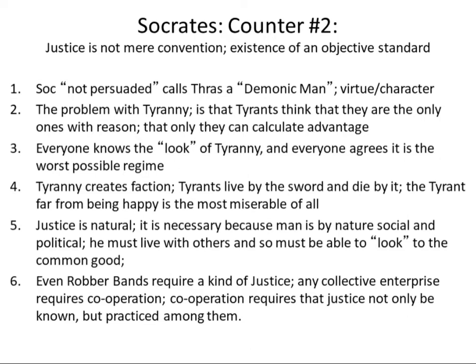arguing that justice is not a mere convention, but there exists an objective standard to which justice appeals. Socrates is not persuaded by Thrasymachus' tyranny and calls him a demonic man. He says that the problem with tyranny is that tyrants think they are the only ones with reason, that only they can calculate advantage. But everyone in the room knows the look of tyranny, and everyone agrees it is the worst possible regime. Nobody in the room believes that tyrants are the happiest people or that tyranny is the absolute best possible political system, and Thrasymachus doesn't win the argument.